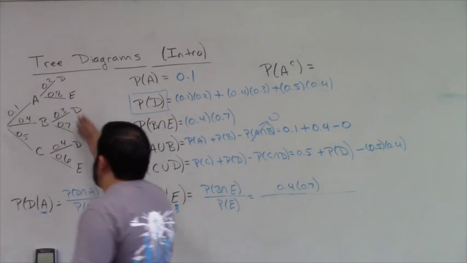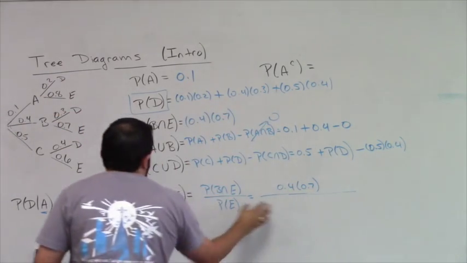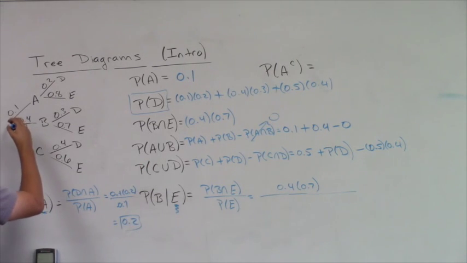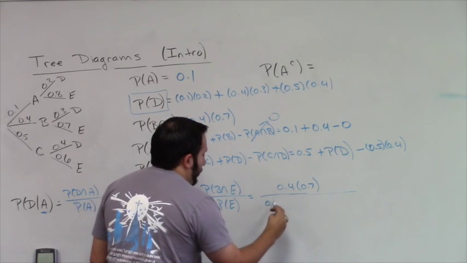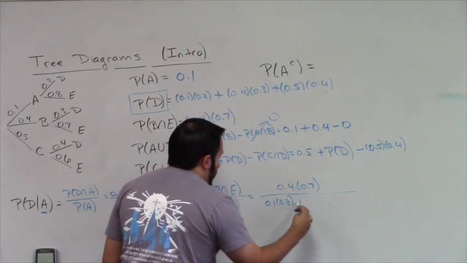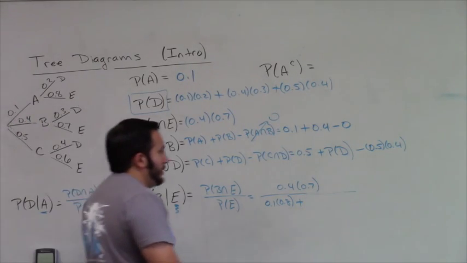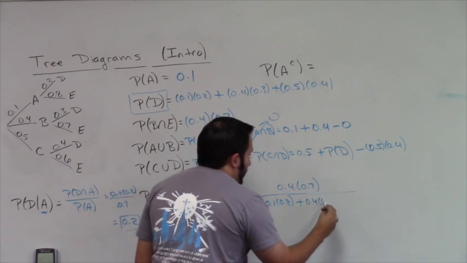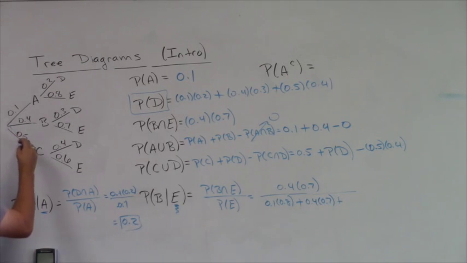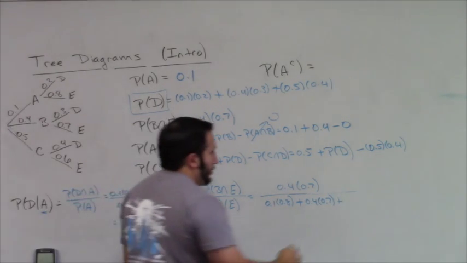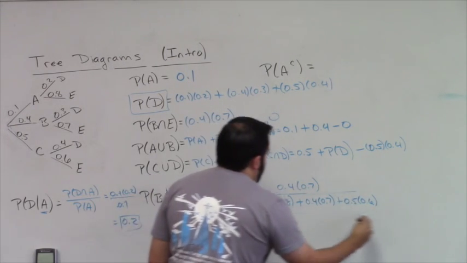And notice how E is in my second tier, and you need to take all the E's into account. So for the probability of E, I multiply across, so 0.1 times 0.8, plus, then I've got to multiply across the middle to get to that E, 0.4 times 0.7, plus, and I've got to take one more E into account, and it's 0.5 times 0.6. And then you would just put this into your calculator.